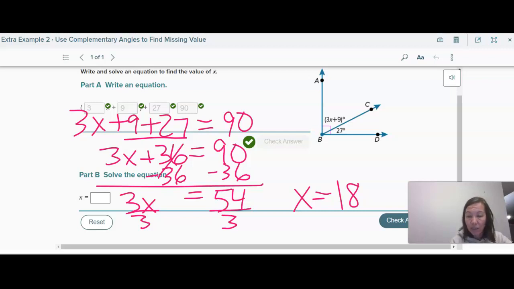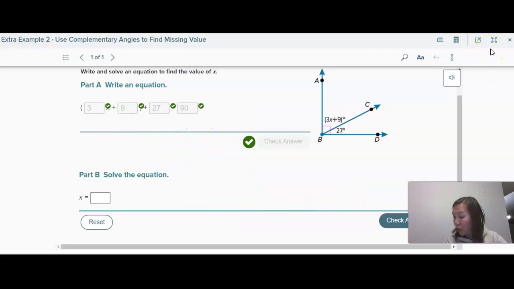So 18 is what x equals. And 3 times 18 is 54, plus 9 is 63, plus 27 equals 90. So that's how you can check your solution. So you can do the check problem on the bottom of page 405.